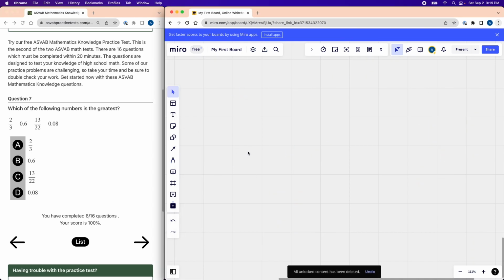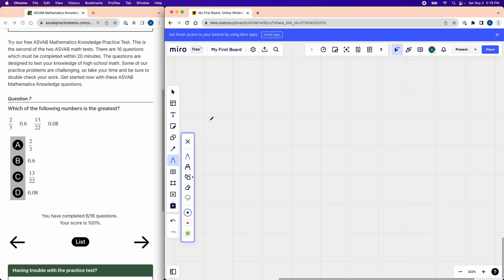All right, this one gives us a bunch of numbers, some fractions, some decimals, and it says, which of the following numbers is the greatest? Which one is the biggest, essentially? So go ahead and press pause and see if you can figure this one out on your own.